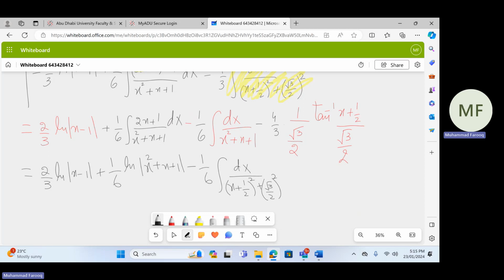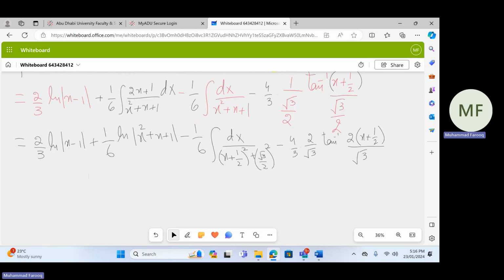Now here, please flip it. 4 by 3 times 2 over root 3. Am I right? And it's tan inverse. This is the angle value. So tan inverse, and this one also you flip it. So it becomes 2 times x plus 1 by 2 divided by square root of 3. Look at it, this answer is the same as this one, so just copy paste this answer here. No need for anything.